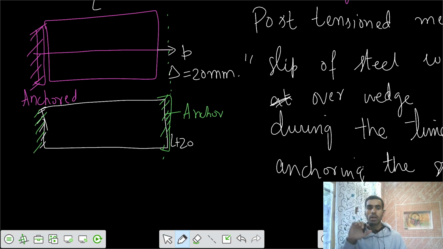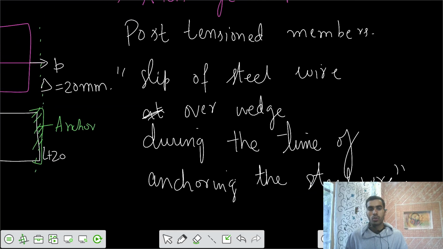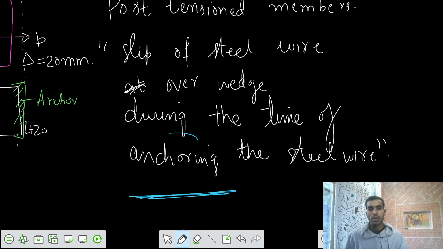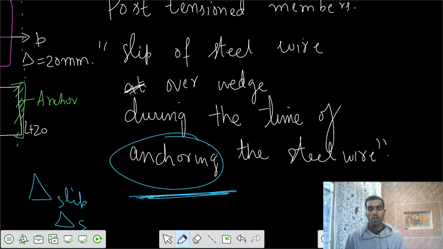But at the time of anchoring, at the time of fixing the wire, there's a possibility that the steel wire might slip back a little bit. That little bit of slip of the wire over the wedge, over the mechanism from which we are fixing the wire, is possible because no process is 100% efficient. So that little bit of slip during anchoring the wire, we can call some delta slip.